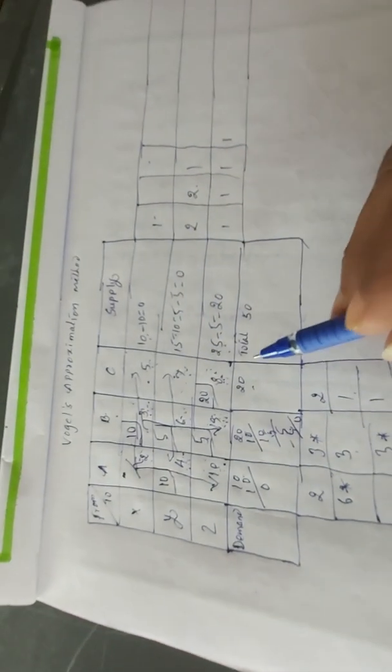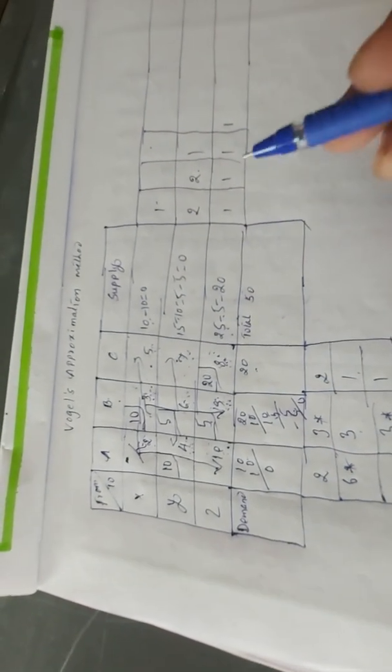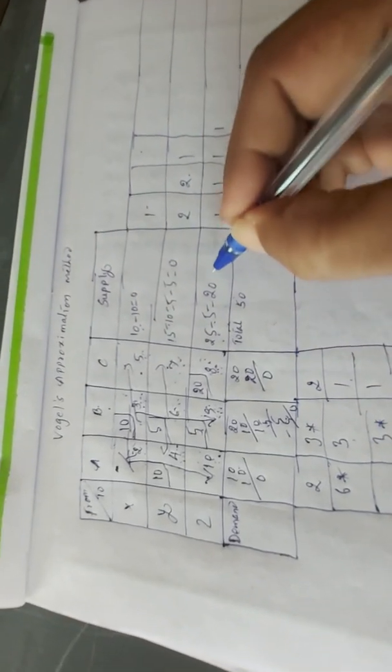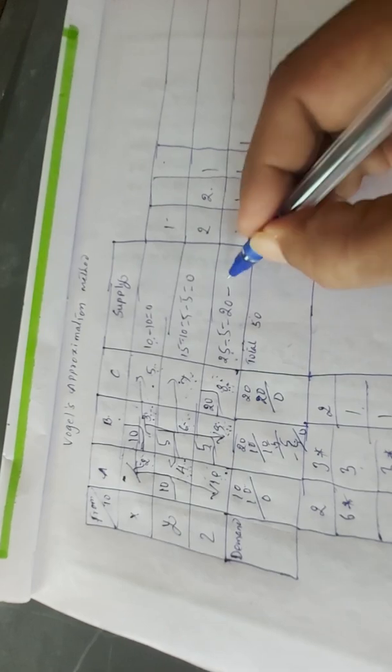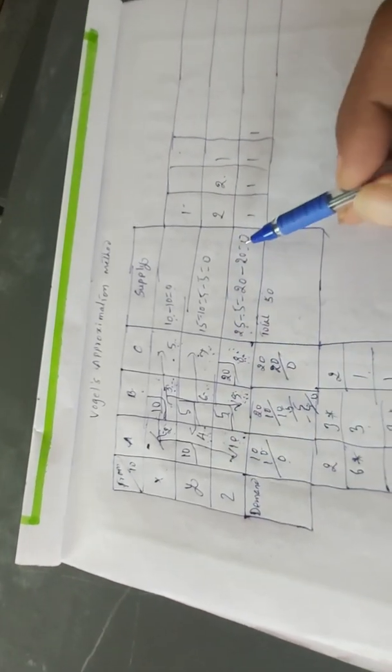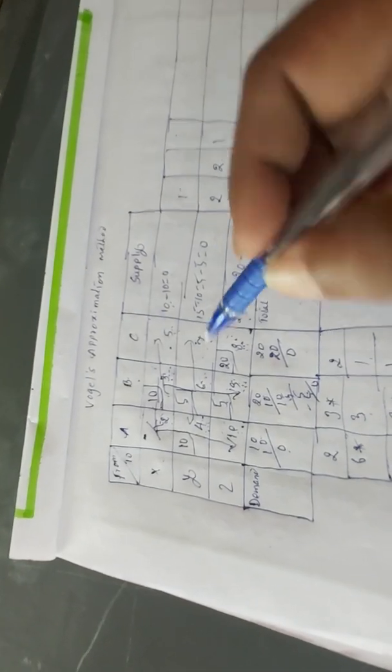After allotting this 20, that should be deducted from demand and supply. Here demand is 20, supply is also 20. 20 minus 20 is 0. Now supply is 20, allotment is also 20, 20 minus 20 is 0. Now see, every column has become 0: first column 0, second column 0, third column 0. In rows, the first row has become 0, second row 0, third row 0. So when every column and row has 0 values, we have done our calculation.